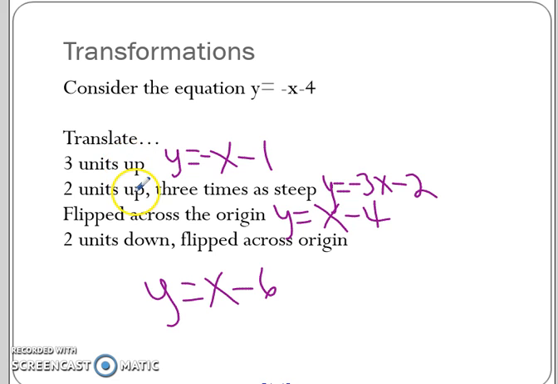So when they say up and down, you add or subtract on the y-intercept, the constant. If they say steep or they flip across, you work with the slope, which is the coefficient in front of x.